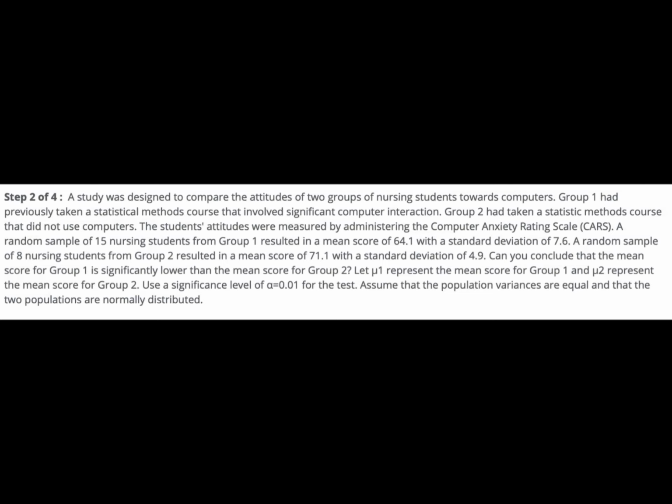So the study was designed to compare the attitudes of 2 groups of nursing students towards computers. Group 1 had previously taken a statistical methods course that involved significant computer interaction.